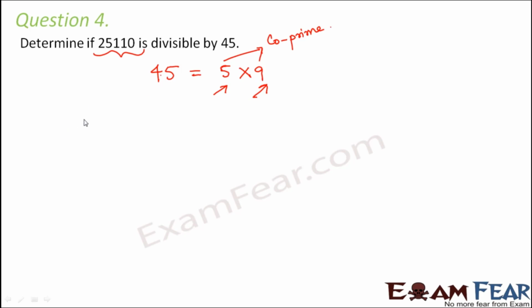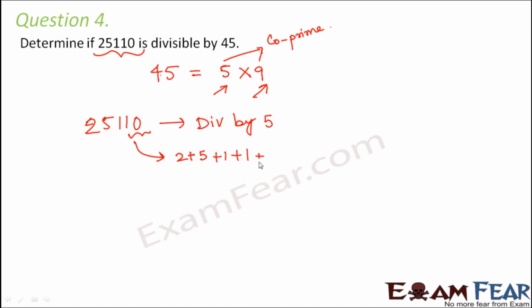Let us first check the divisibility by 5. Looking at the number 25110, you have 0 at the units place. So we can clearly say that this number is divisible by 5. Divisibility of 9, for that we will have to add the digits. Looking at the sum of the digits, which is 9, we can say that this is divisible by 9 and therefore the number is also divisible by 9.